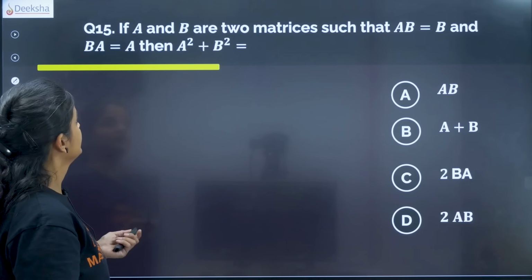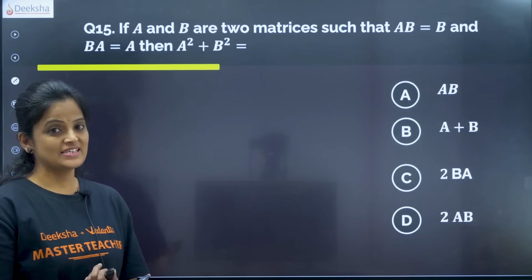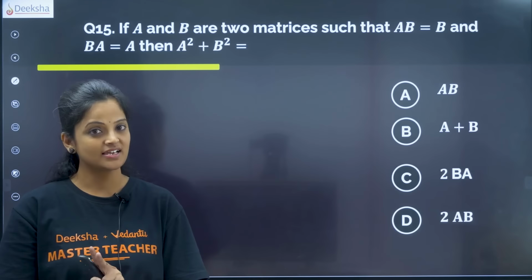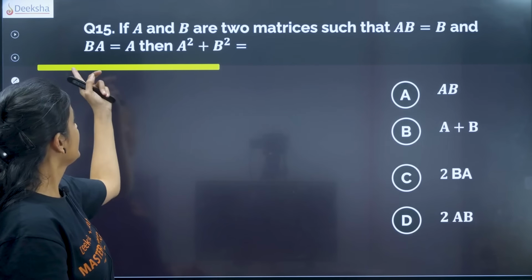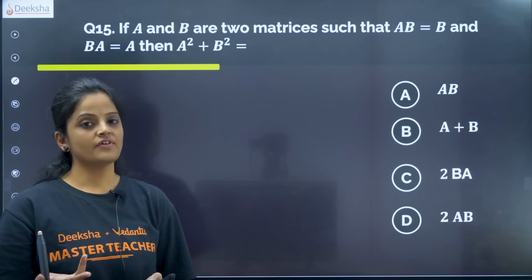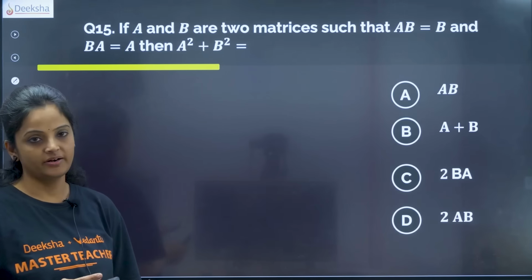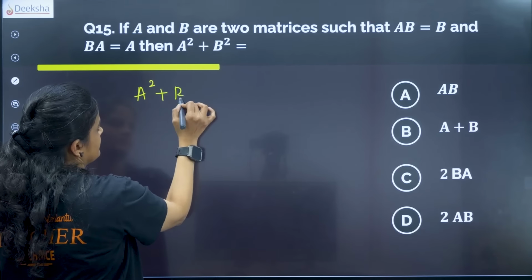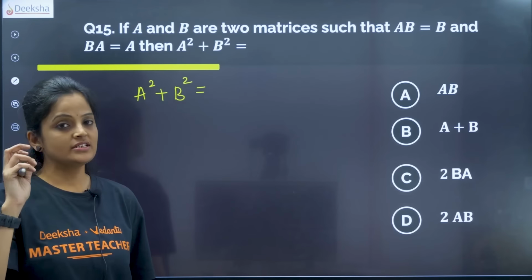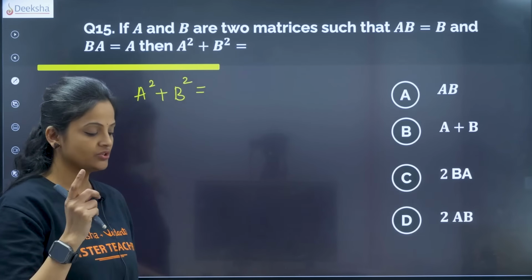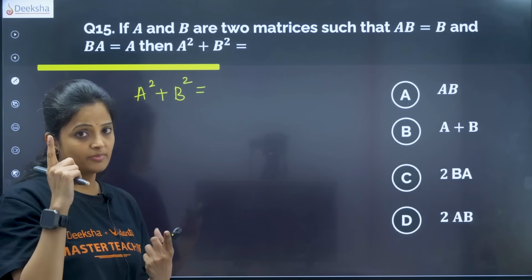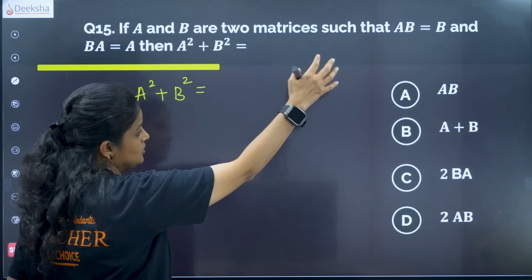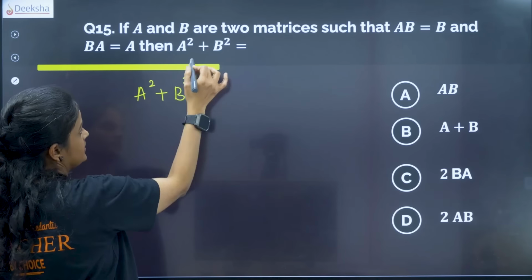Next question, easy one. If A and B are 2 matrices given such that AB is equal to B and BA is equal to A, what is the value of A square plus B square? So let's take A square plus B square. One second, you see the options in all the questions. First you see the data properly, calmly, and second thing you have to do is the options. So have a look at the options, then you take the data.